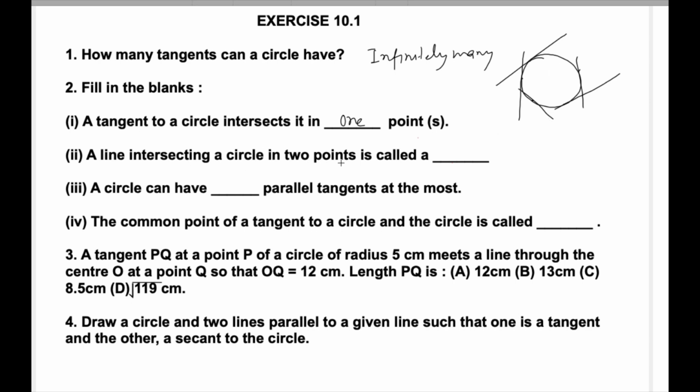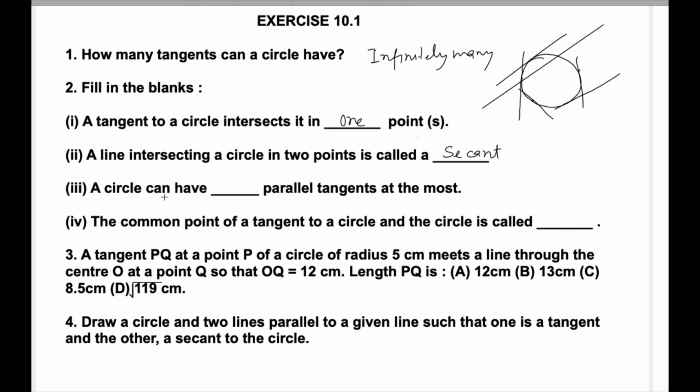A line intersecting a circle in 2 points is called a secant. So this is your secant. A line which is cutting the circle at 2 points will be called a secant. If you have a line going like this, then this line will be called a secant. If you're talking about the line segment, that will be called a chord. That is something which you will learn later.